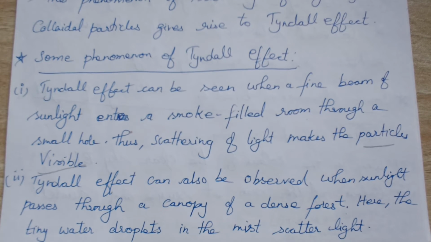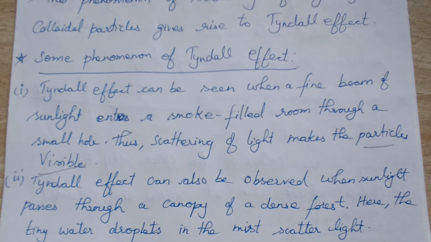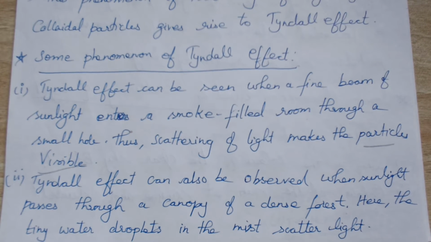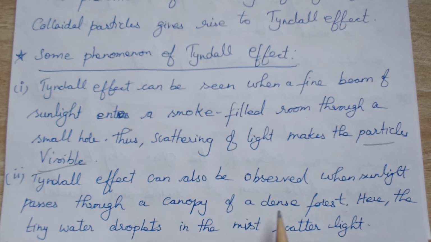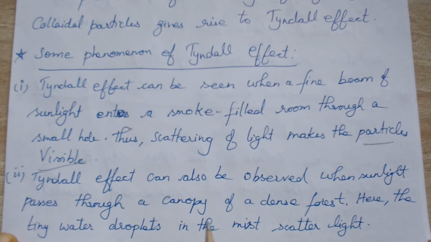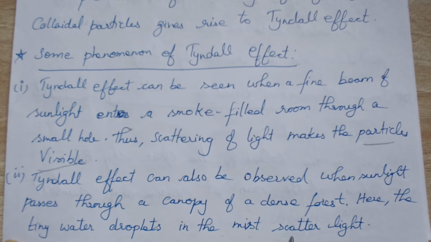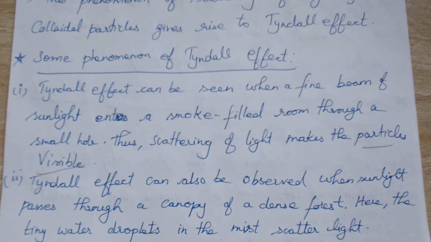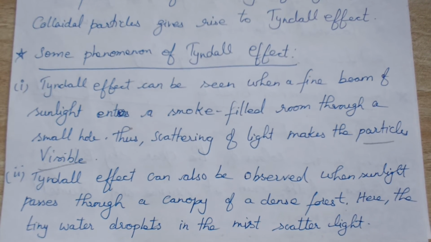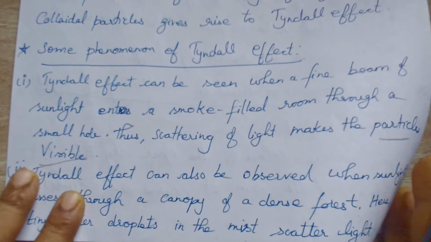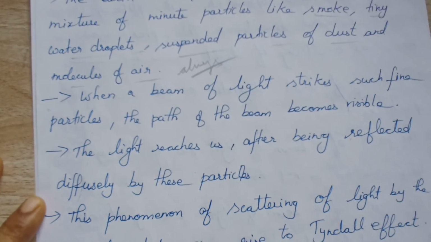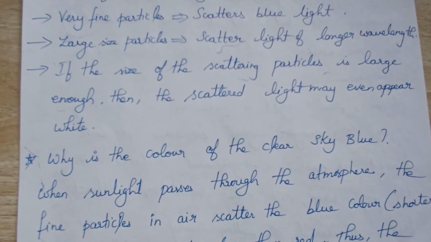Most of the light rays will be blocked by the canopy, right? Only a few beams of light can enter through this canopy, right? So in that canopy you can see the scattering of light. When the sunlight passes through a canopy of a dense forest, the tiny water droplets in the mist scatter light. Okay, you can see that effect. So these are the two phenomena of the Tyndall effect in our daily life.